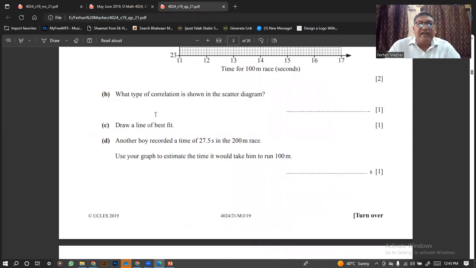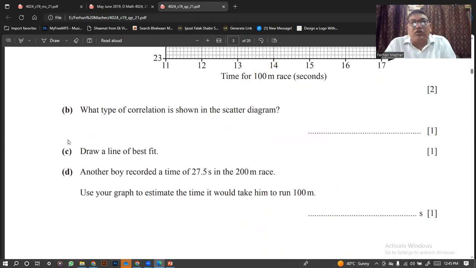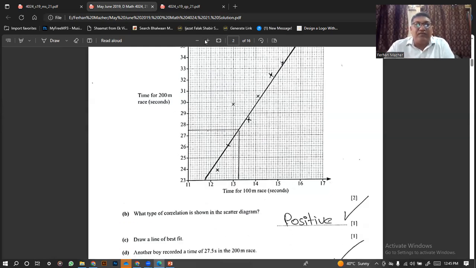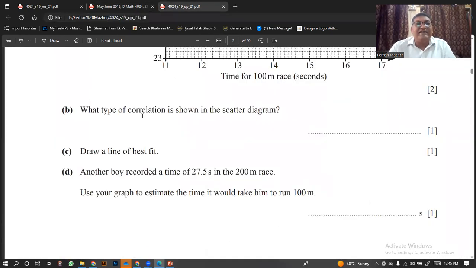Then their question is, okay, what type of correlation is shown in the scatter diagram? If you look at this scatter diagram, all the points, when you move to the left, are going upward. That is called a positive correlation. So what type of relationship is this? It's positive.